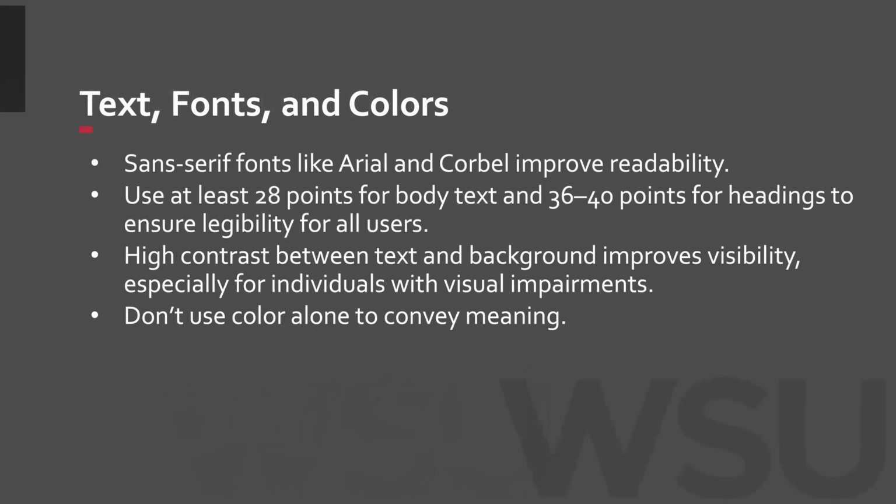So, text, fonts, and colors. Sans serif fonts like Arial and Corbel improve readability. It's important to use at least 28 points for body text and 36 to 40 points for headings to ensure legibility for all users. High contrast between text and background improves visibility, especially for individuals with visual impairments. Also, don't use color alone to convey meaning, and I'll give some examples of this.